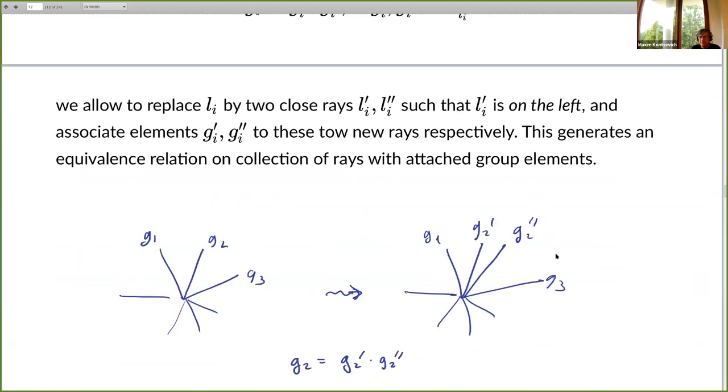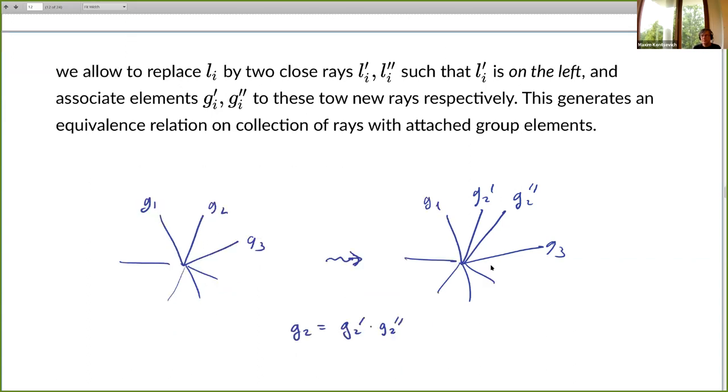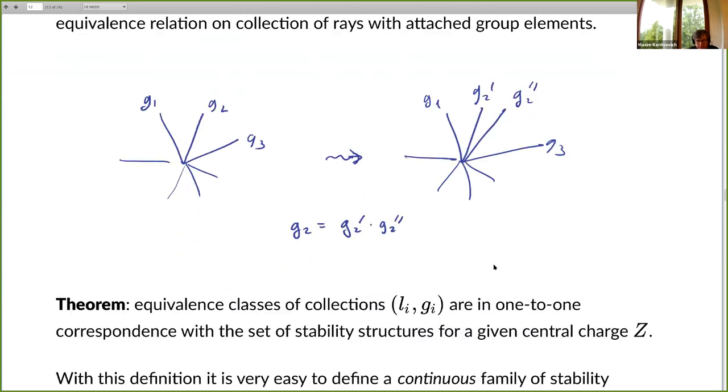And this generates an equivalence relation. So it's like I have these group elements associated to rays, and I just replace Gi by Gi prime, Gi double prime, such that it's a product. So locally, I don't change the product. If I go to a small composition, it will be the same. Yeah, that's the basic idea.